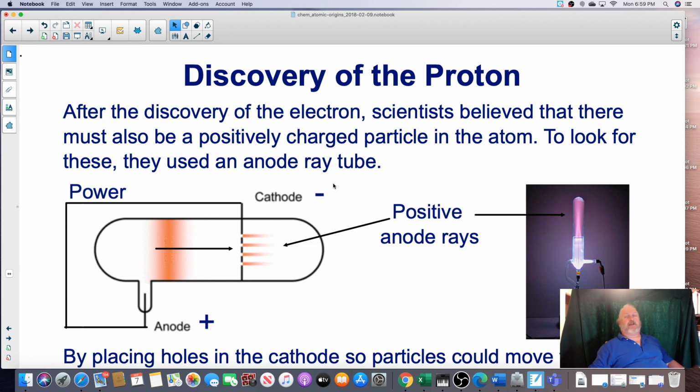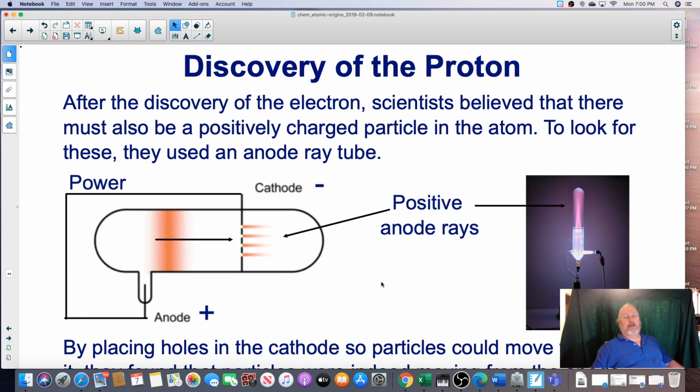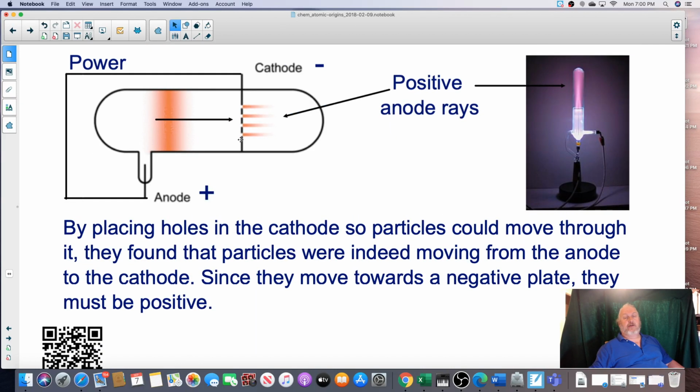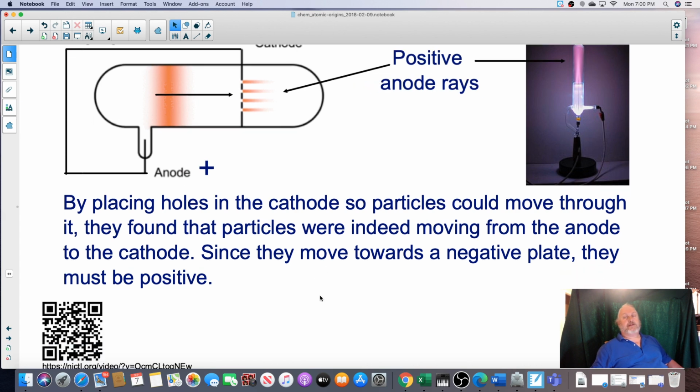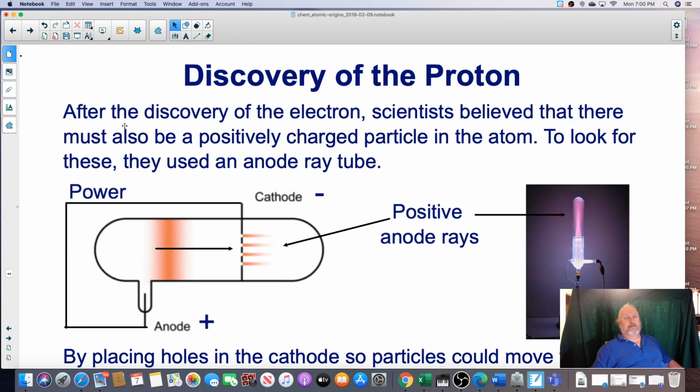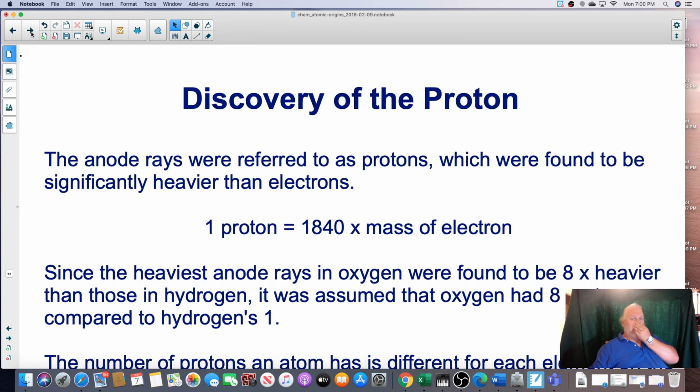So after the discovery of the electron, scientists believed that there must also be a positively charged particle in the atom. To look for them, they used an anode ray tube, right? So what they did was they placed holes in the cathode so the particles could move through it. They found that these particles were indeed moving from the anode to the cathode. Since they were moving toward a negative plate, they must be positive. So the anode rays we refer to as protons, which were found to be significantly heavier than electrons.